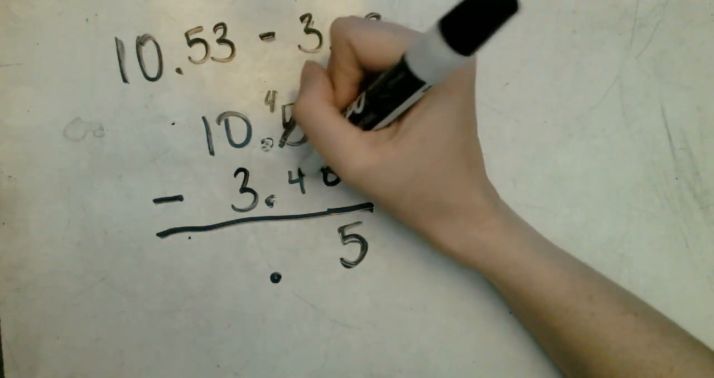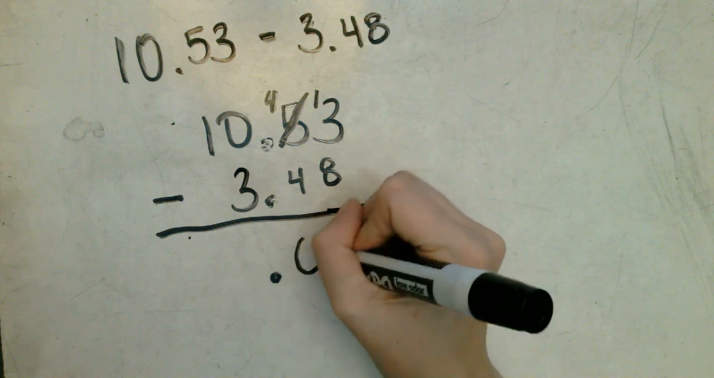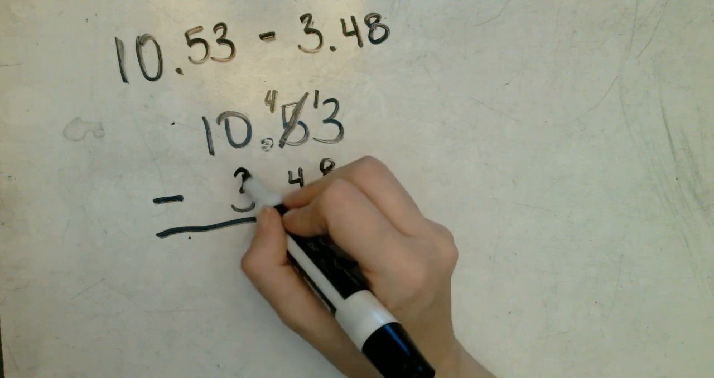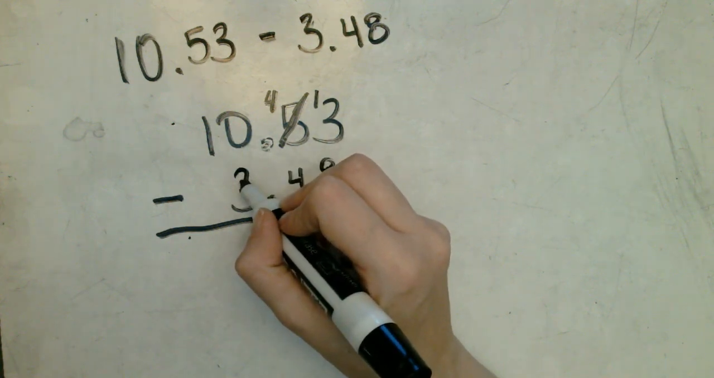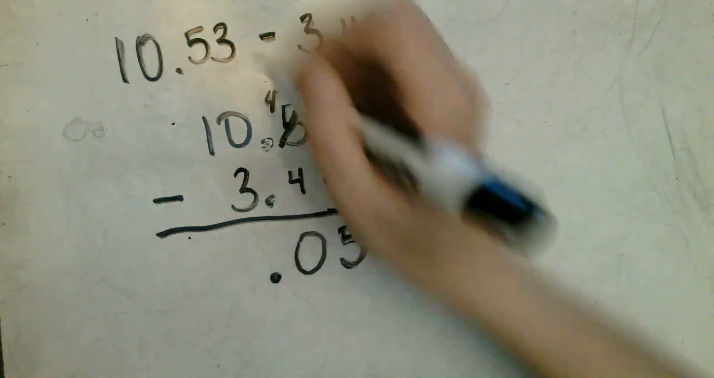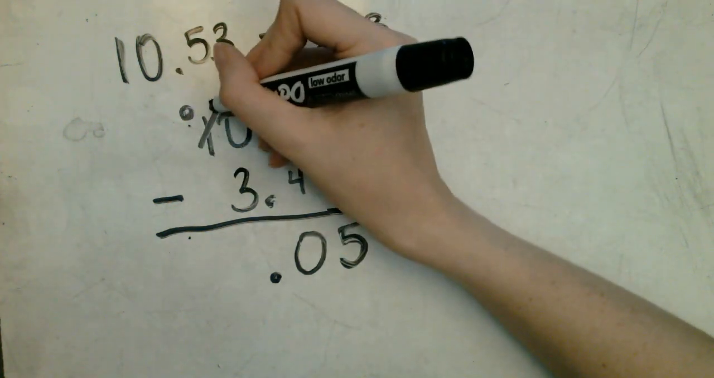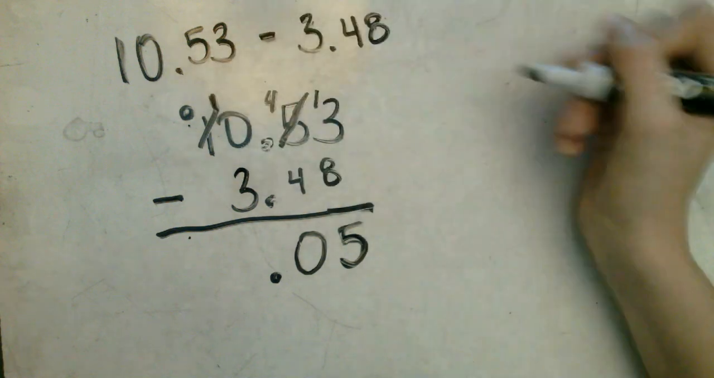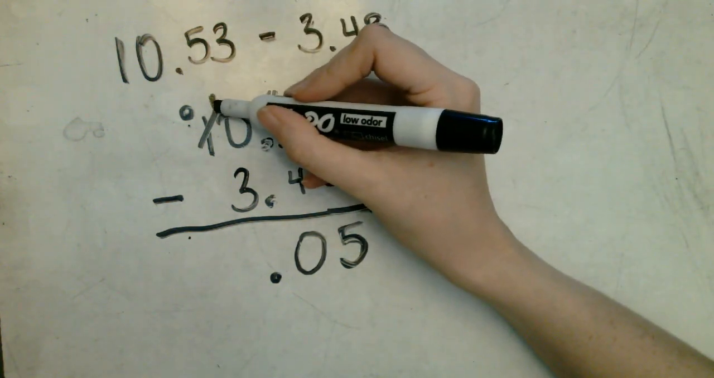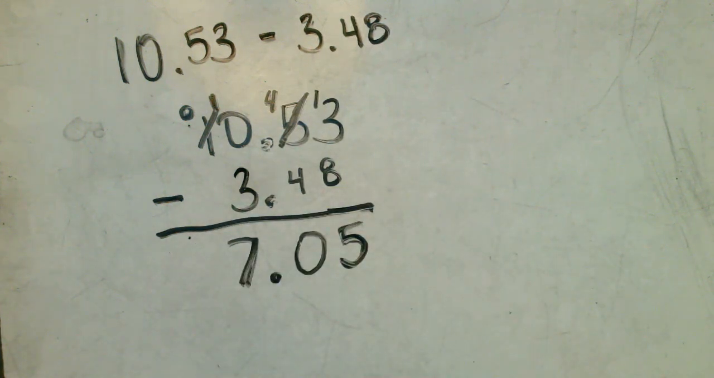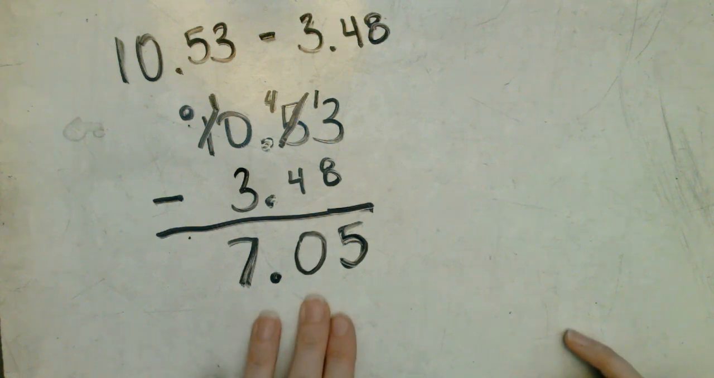Let's keep going. 4 minus 4 is 0. We already brought our decimal place down, so let's keep moving on. 0 minus 3. Well, I can't do that because like we said before, the top number can't be smaller than our bottom number. So I'll borrow from the place over and I'll bring down a tens. So now we have 10 minus 3. 10 minus 3 is 7. The difference between 10 and 53 hundredths and 3 and 48 hundredths is 7 and 5 hundredths.